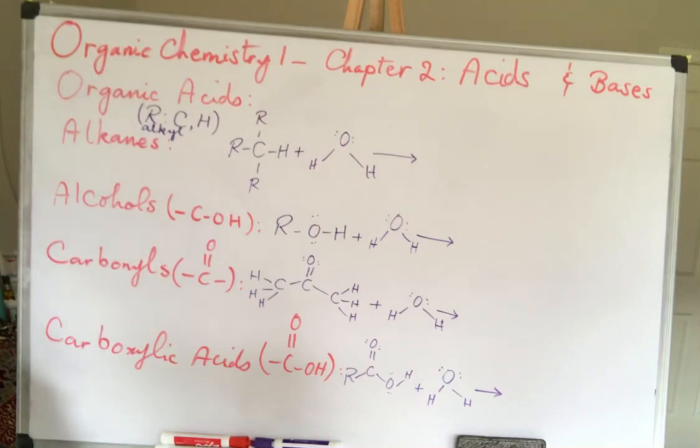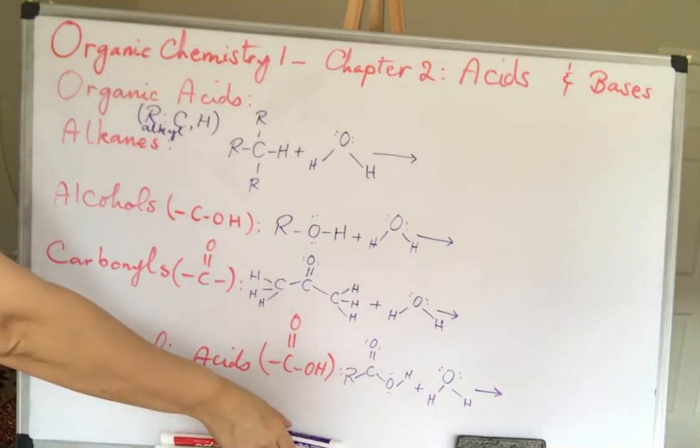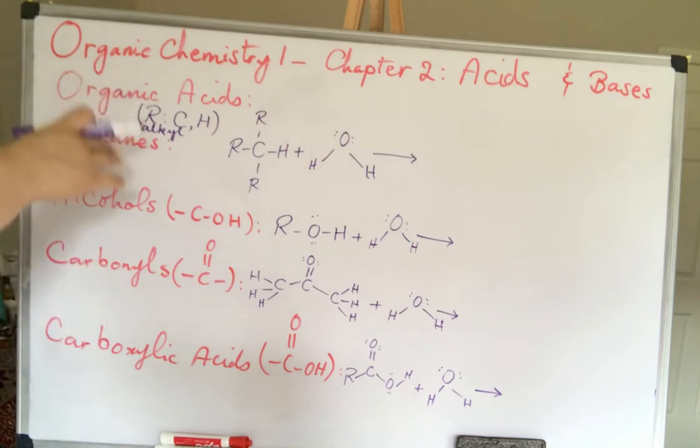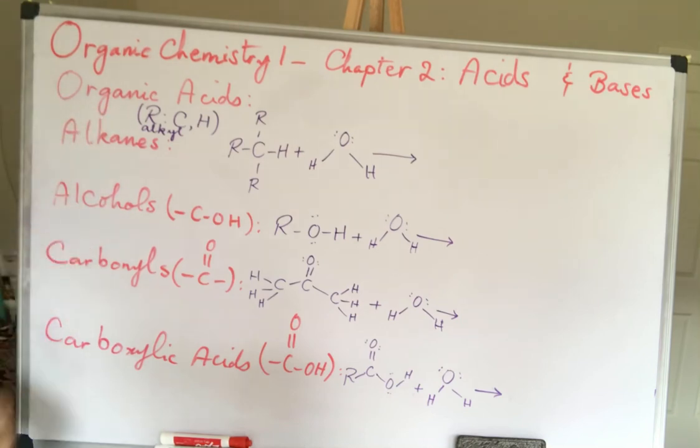The next thing we need to talk about is organic acids and bases, after reviewing the Bronsted acids and bases theory. There are different organic compounds, as you know, but we focus on these four categories for the moment: alkanes, alcohols, carbonyls, and carboxylic acids, and study their acidity a little bit based on their structure and what happens during an acid-base reaction.